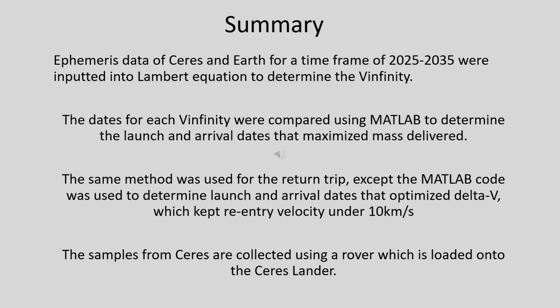Ephemeris data of Ceres and Earth for a time frame of 2025 to 2035 were inputted into the Lambert equation to determine V infinity. The dates for each V infinity were compared using MATLAB to determine the launch and arrival dates that maximized mass delivered. The same method was used for the return trip, except the MATLAB code was used to determine launch and arrival dates that optimized delta V, which kept re-entry velocity under 10 kilometers per second.